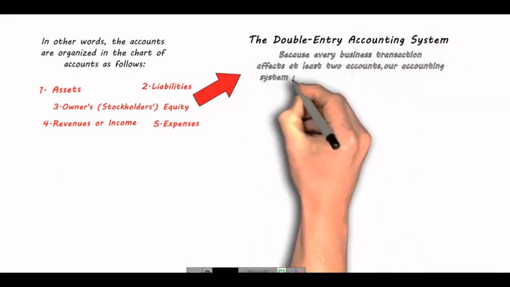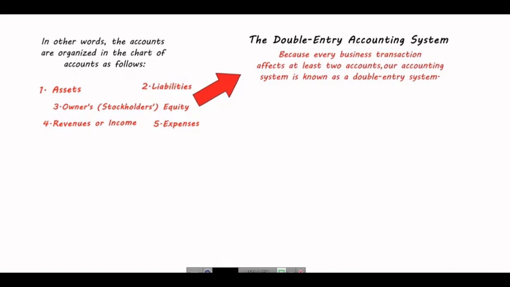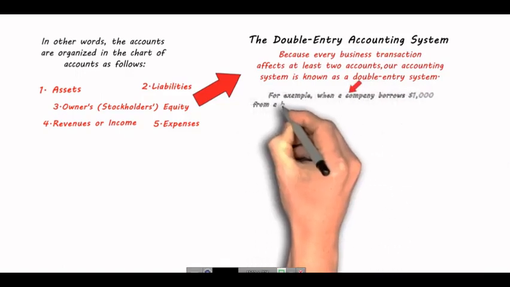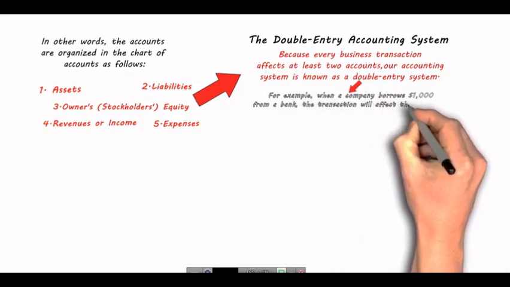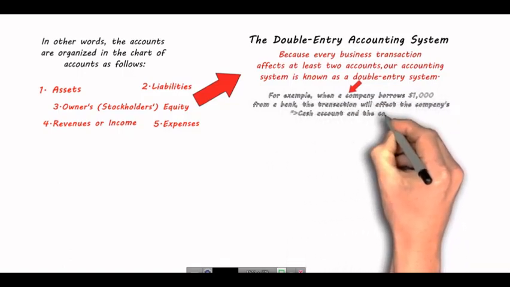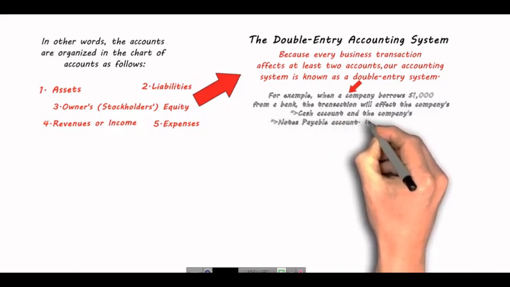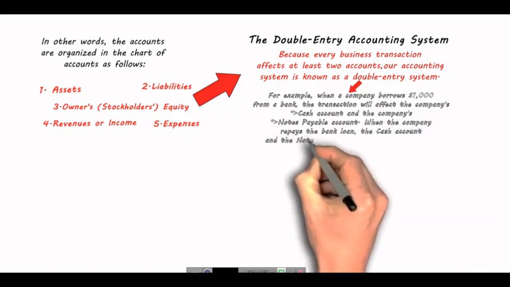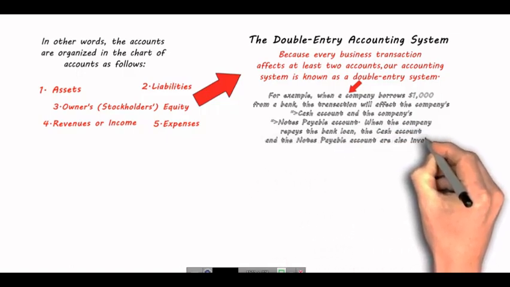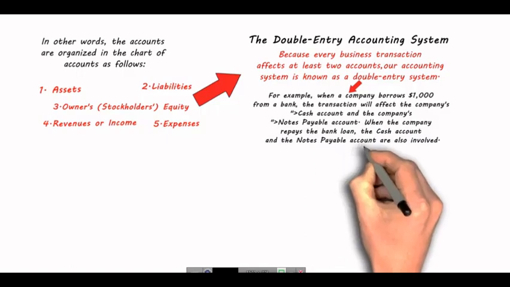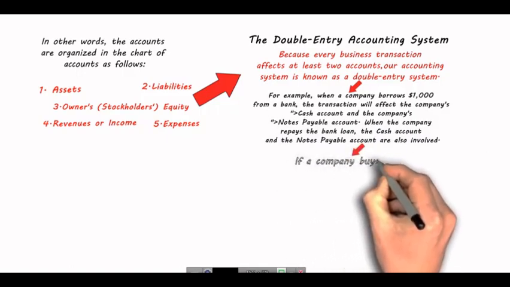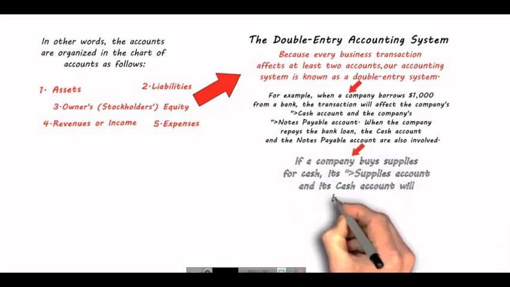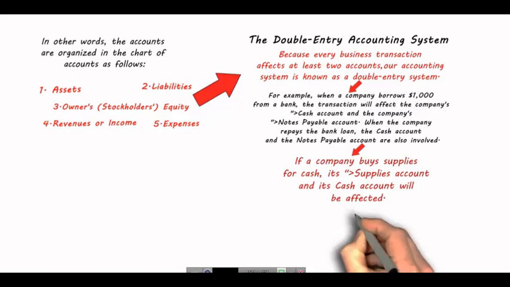For example, when a company borrows $1,000 from a bank, the transaction will affect the company's cash account and the company's notes payable account. When the company repays the bank loan, the cash account and the notes payable account are also involved. If a company buys supplies for cash, its supplies account and its cash account will be affected. If the company buys supplies on credit, the accounts involved are supplies and accounts payable.